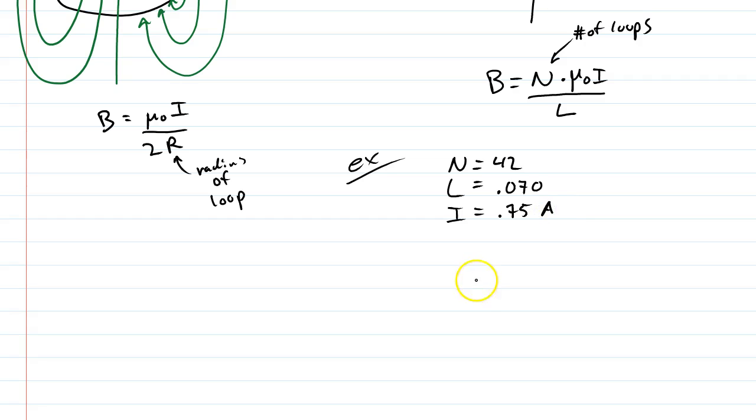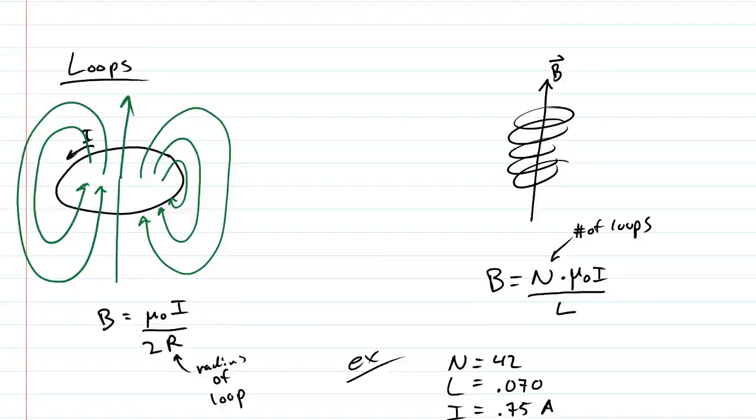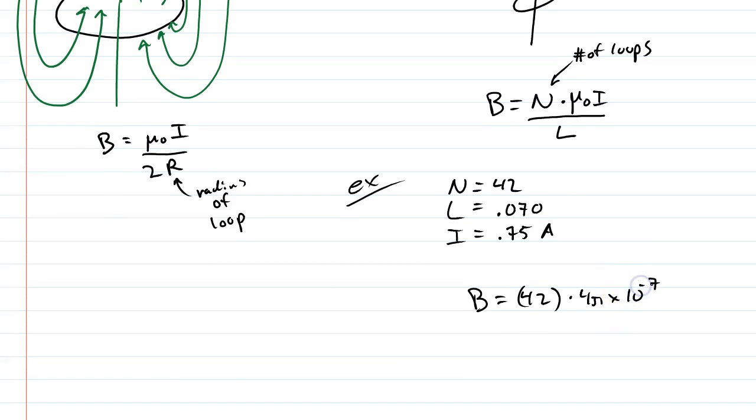Okay, so to figure this out, number of loops or coils times the permeability of free space, which is 4 pi times 10 to the negative 7th, times the current, 0.75, all divided by the length, and the length is 0.07. When I plug this all in my calculator, I'm getting something about 0.00057.